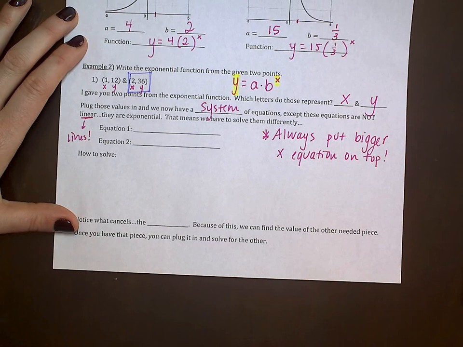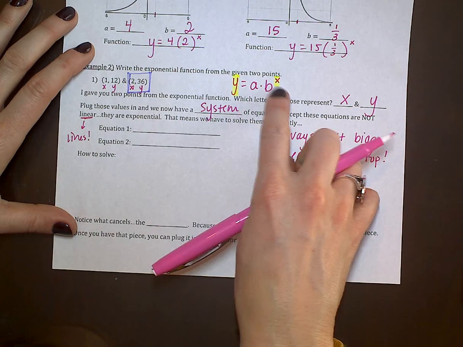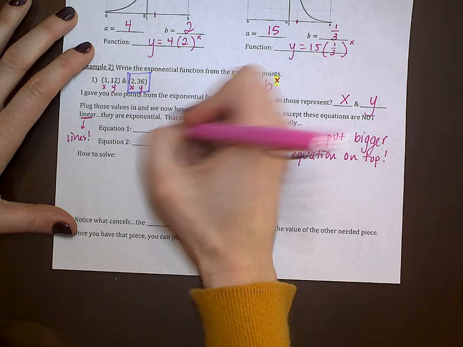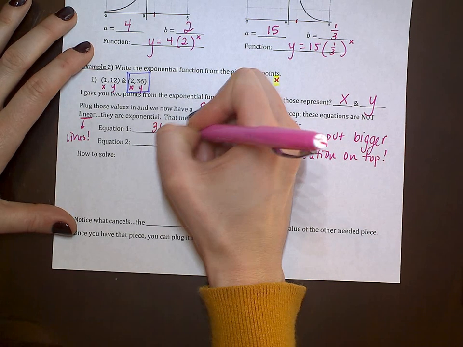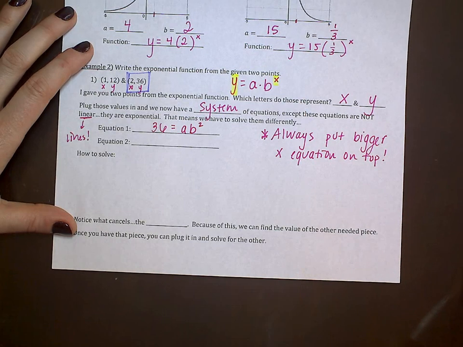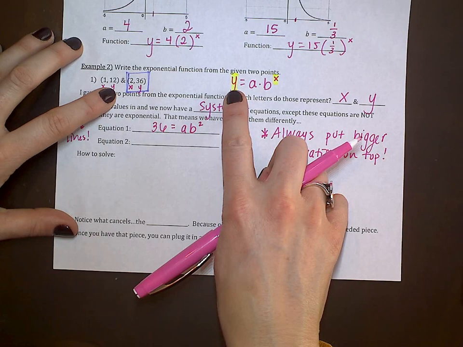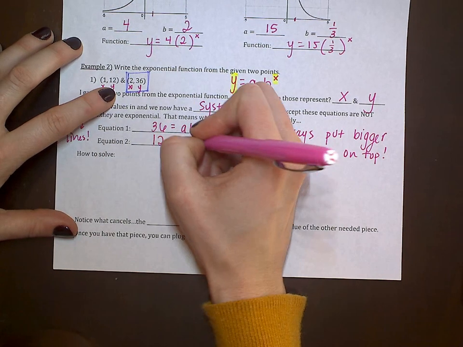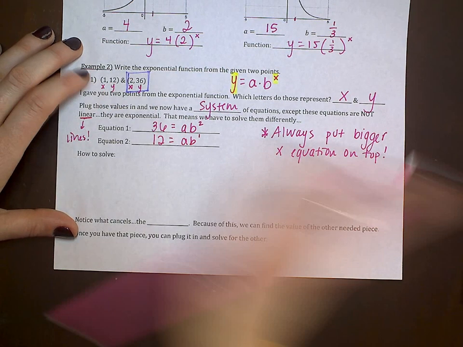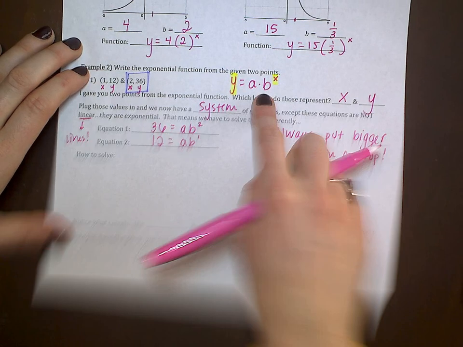So basically, guys, all I'm doing is plugging in 36 for y and 2 for x, and I'm leaving a and b because I do not know a and b. So my first equation would be 36 equals a times b, and the exponent would be 2. For the second equation, use your other ordered pair. This y value is 12, so it would be 12 equals ab to the 1. All I did was plug in x and y, and I left a and b because that's what I'm trying to figure out. Those are the two things that I need.